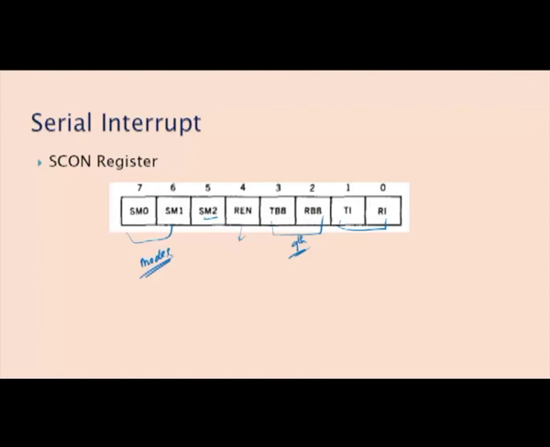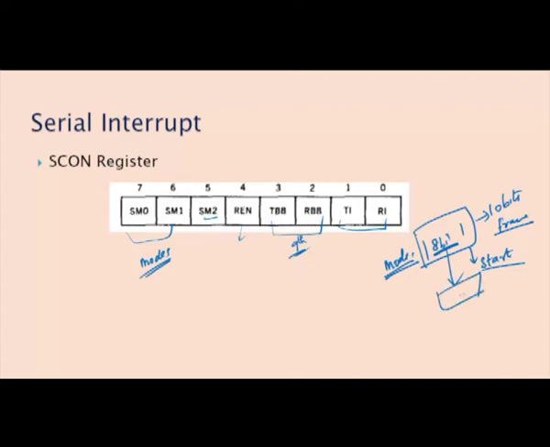Suppose I have selected mode 1, which is an 8-bit mode. 8-bit mode means 8 bits are information, and along with that 1 start bit and 1 stop bit are added, so totally we have 10 bits. 10 bits is the frame size. The first bit is the start bit. After receiving the start bit, it will be discarded, and then the 8 bits are received and stored in the SBUF.